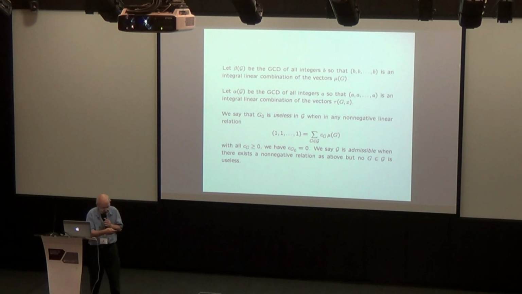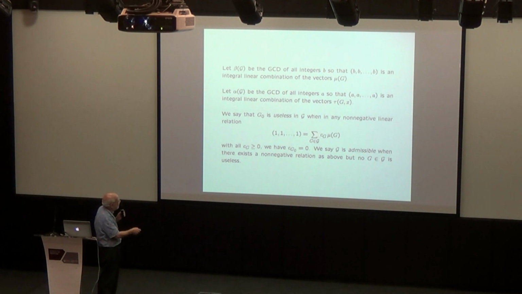This is the definition of beta and G for the theorem to be true. The greatest common divisor, so that the constant vector of those integers is an integral linear combination of those, that's alpha, and beta comes from the edges. So these are necessary conditions. But there's another necessary condition. Can you think of another necessary condition?